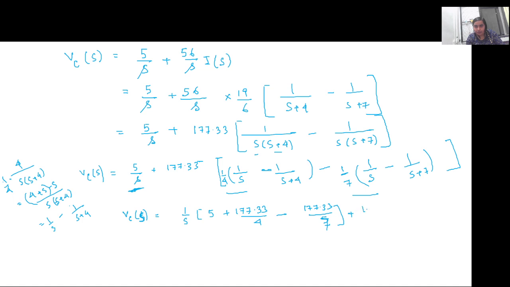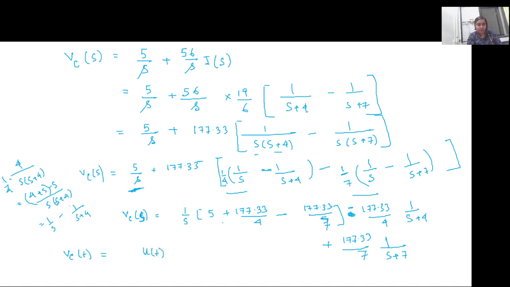and we have 177.33 by 4 into 1 by s plus 4. Sorry, this will be negative, and this negative will make this positive, so it will be plus 177.33 by 7 into 1 by s plus 7. Now we can take the inverse Laplace transform. So v of t: 1 by s is equal to u of t.